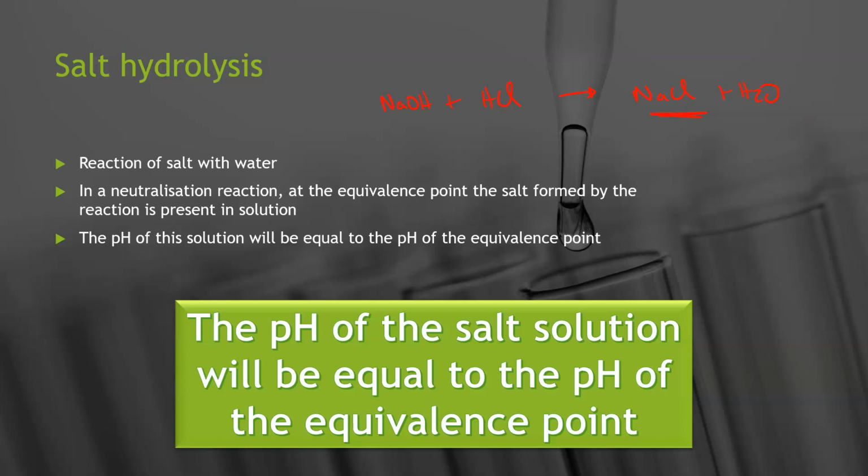The pH of the solution at the equivalence point is going to be determined by the acidic or basic nature of this salt. So the key relationship that we're looking at here is that the pH of the salt solution will be equal to the pH of the equivalence point. Remembering that a weak acid will have a strong conjugate base, and a strong acid will have a weak conjugate base, and the converse is true for our basic solutions.